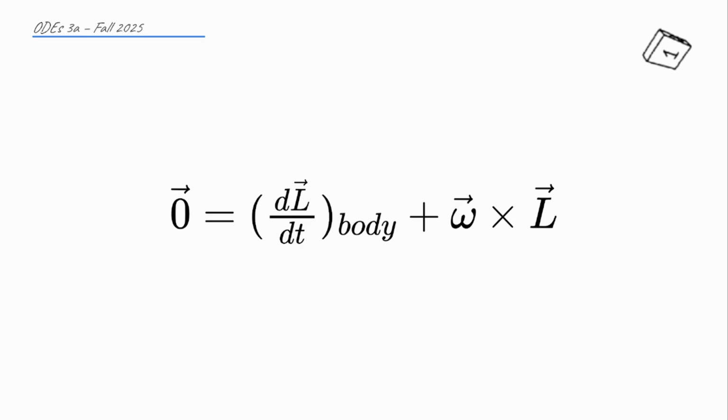The rotating body is governed by this equation. The zero vector equals dL/dt body plus omega cross L. In the next few slides, we're going to try to build some intuition and motivate this equation because it's where our system of ODEs is derived from.